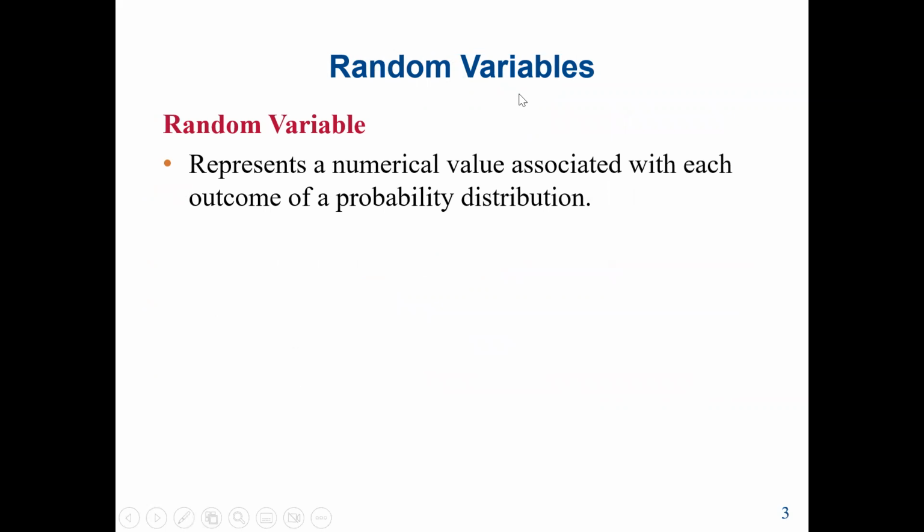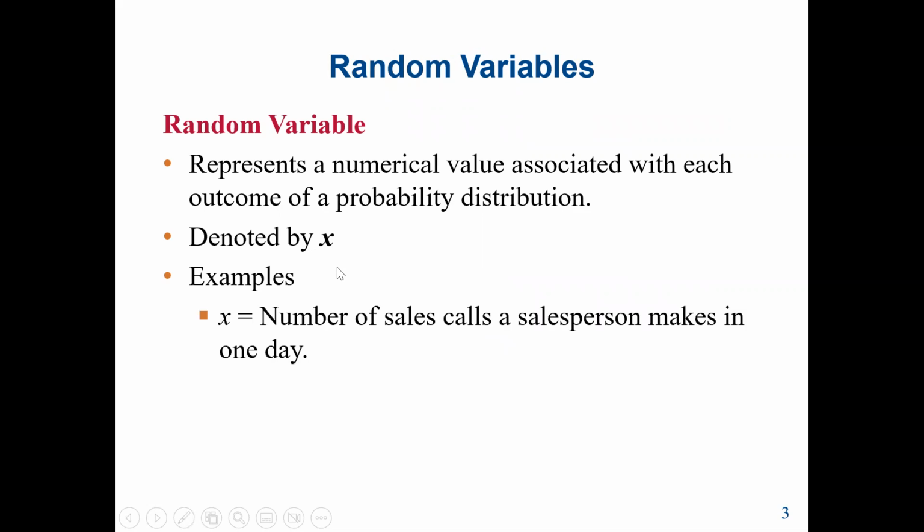So we start with random variables. Here we say the random variable represents a numerical value associated with each outcome of a probability distribution, and is normally denoted by the letter X. For example, the number of sales calls a salesperson makes in one day. This would be an example of a random variable. And we have two types of random variable, which are the discrete and the continuous random variable.